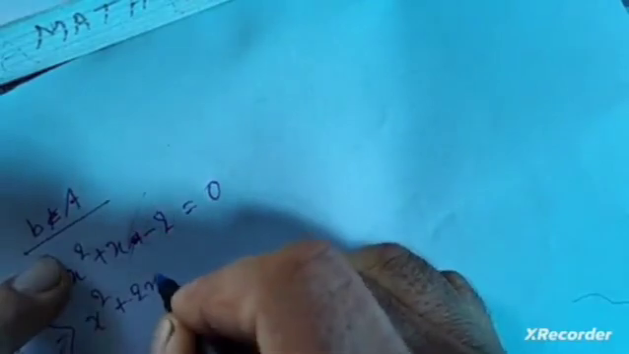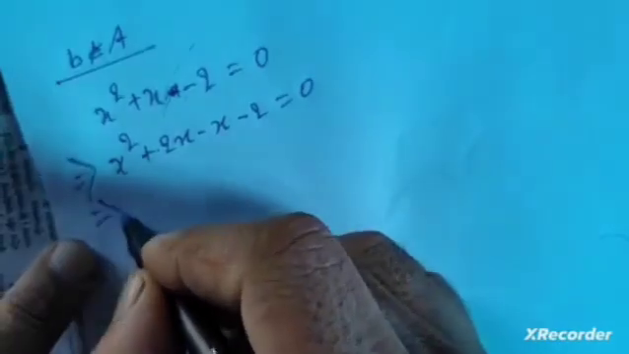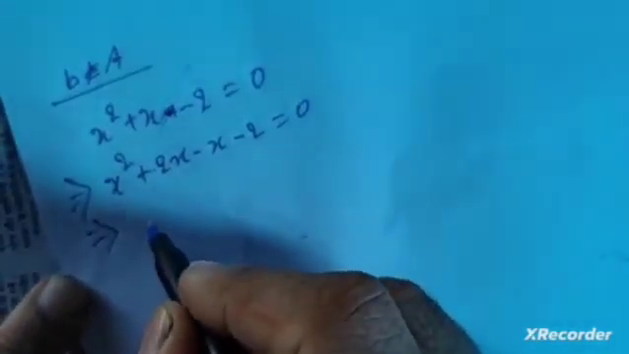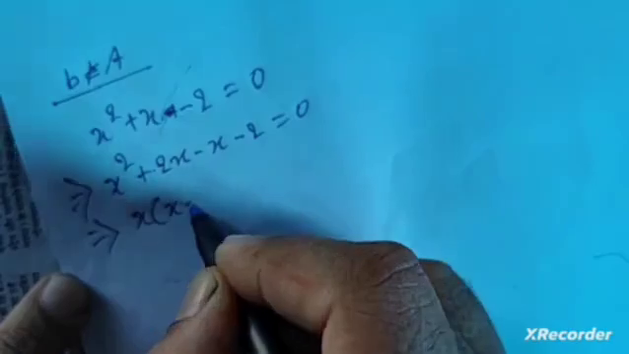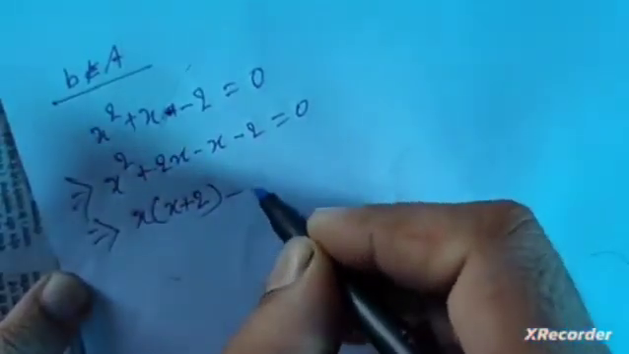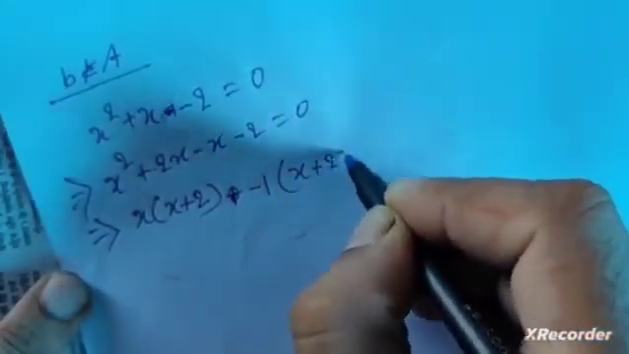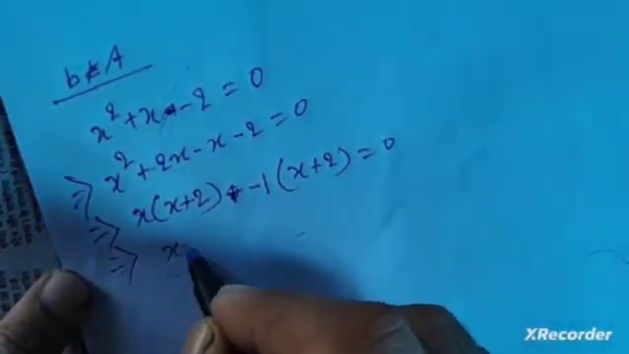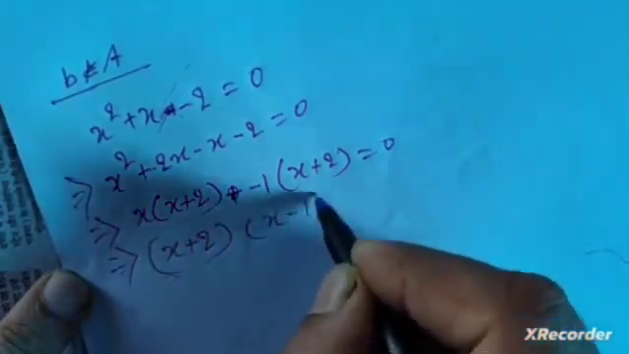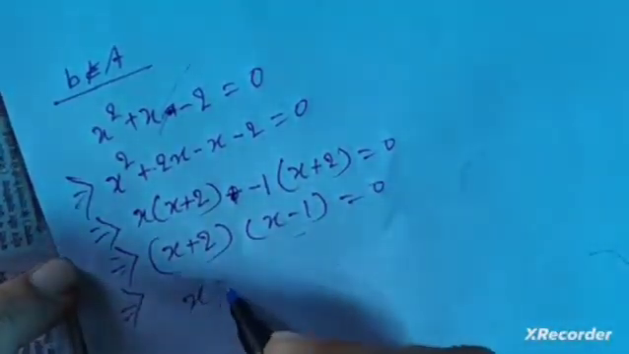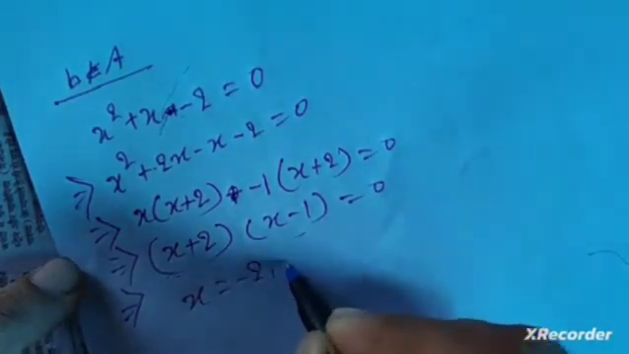So x² + 2x − x − 2 = 0, which gives (x + 2)(x − 1) = 0. So x = −2 or x = +1.